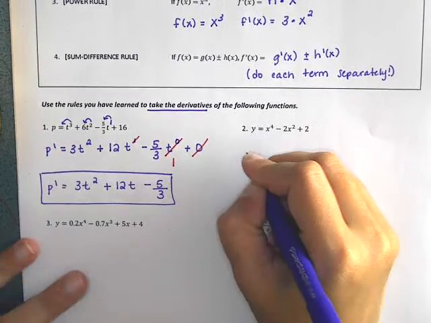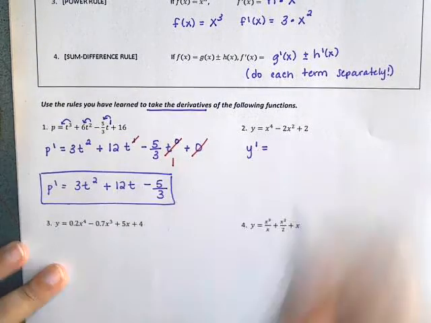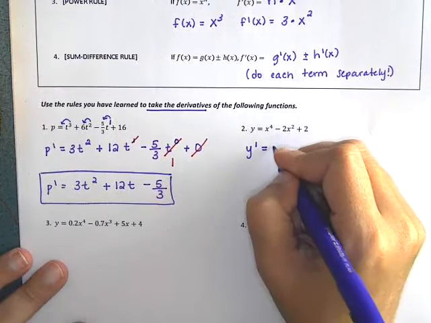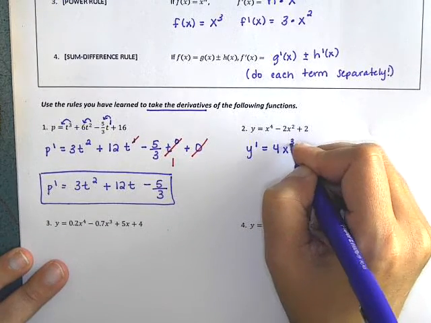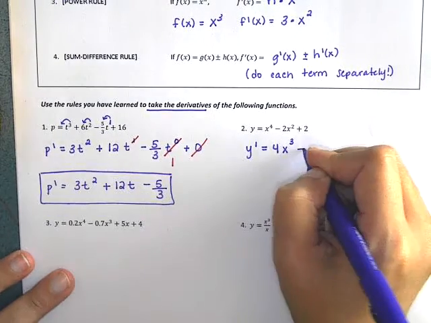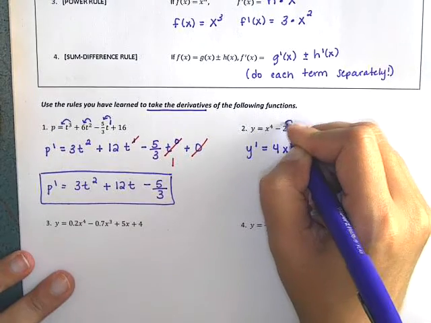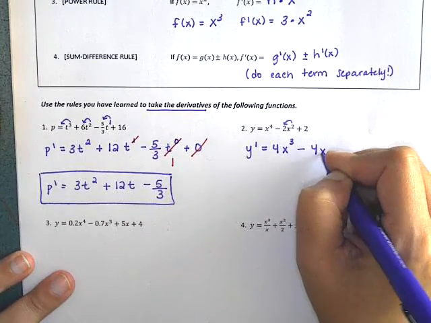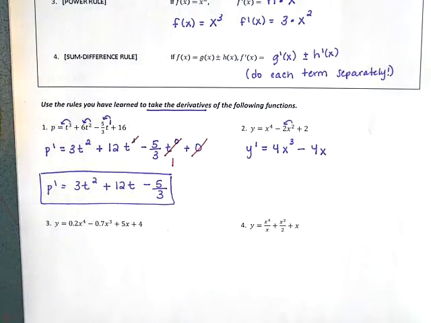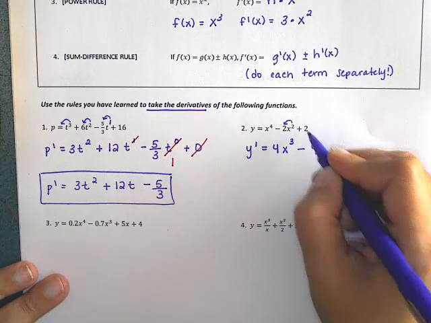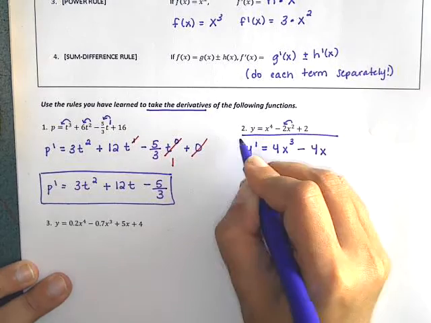For number 2, y prime, drop it like it's hot. 4x to the third, minus 2 times 2, which is 4x to the 1, which I'm not even going to bother writing because I know I'm going to have to simplify it later. And then the derivative of 2 is 0, so I'm donesies.